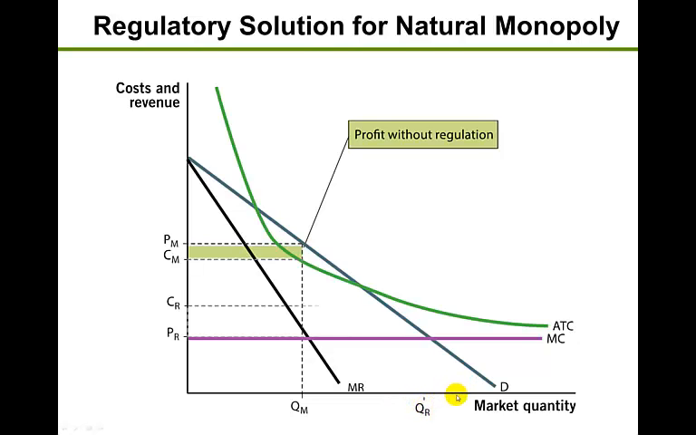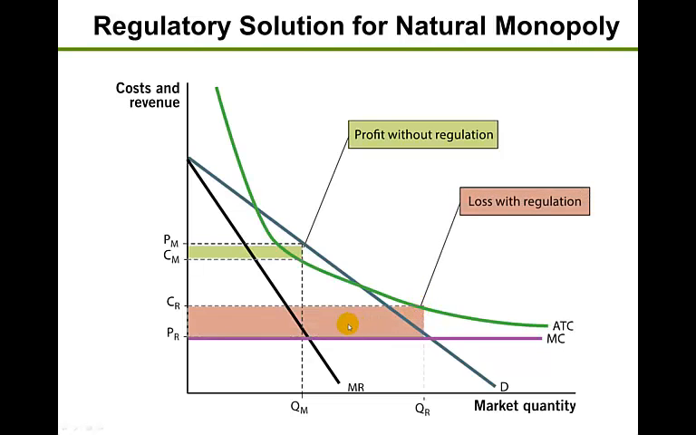Well, what's going to happen then? Well, note that at this quantity, here's the price that the monopolist is going to charge. Here's the average total cost curve, which is higher than that. So that means that if we regulate the monopolist in this way, the monopolist is going to lose economic profits. So they're going to make an economic loss, and they're going to go out of business. So obviously we need to think of something else to do in this situation.